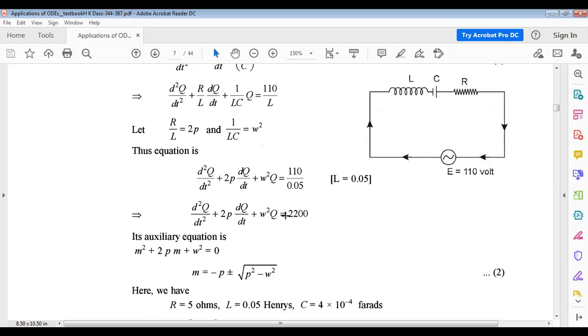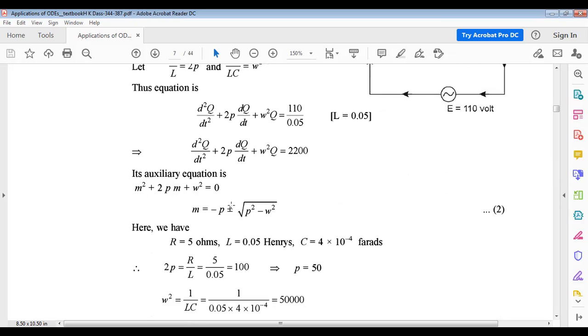This is the given. So this is the auxiliary equation. What will the auxiliary equation be? m square plus 2pm plus omega square equals 0. If e to the power mt is the trial solution of this given differential equation, then the auxiliary equation will be m square plus 2pm plus omega square equal to 0. So this is a quadratic equation. After solving, we get m equals minus p plus minus square root of p square minus omega square.